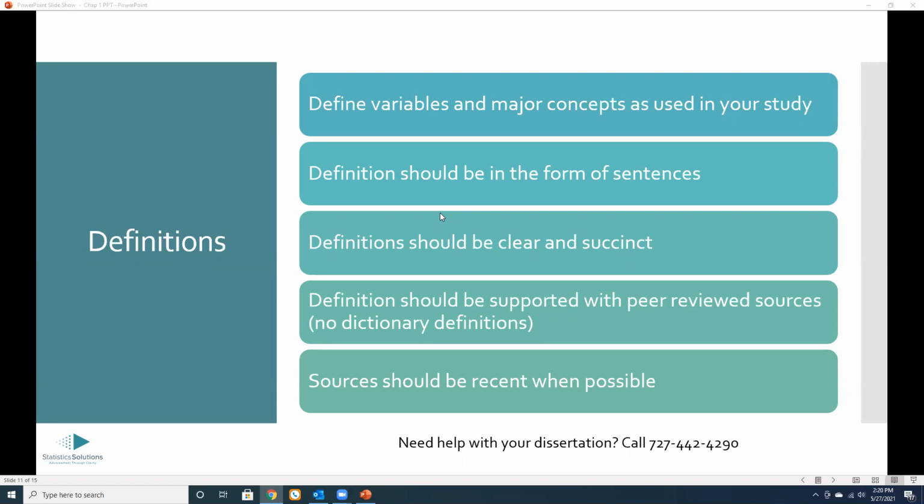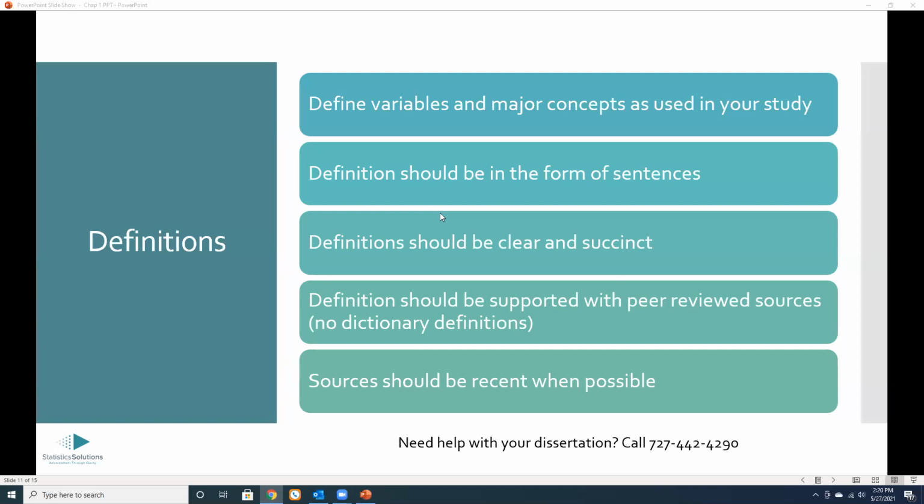You just need to define your terms, right? If you're studying teaching effectiveness, well, teaching effectiveness can be defined different ways. It can be defined based on grades, or it could be defined based on a scale, which involves people's perceptions. So, for your study, how are you defining teacher effectiveness?